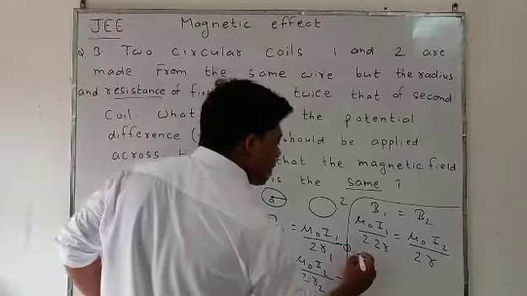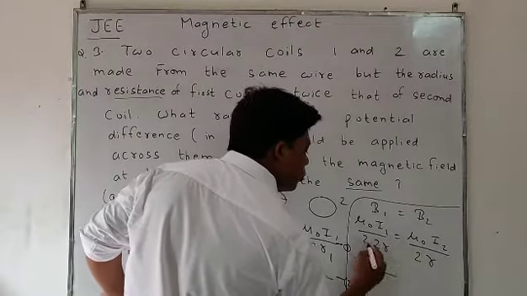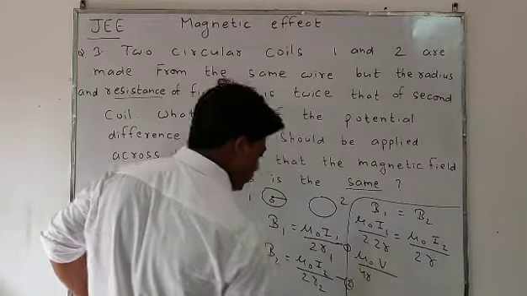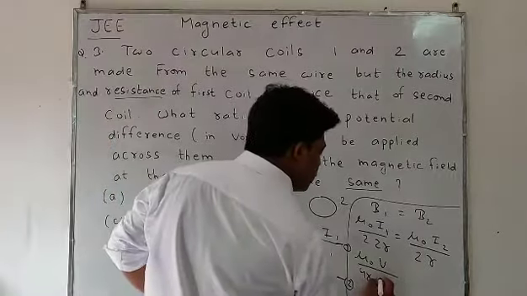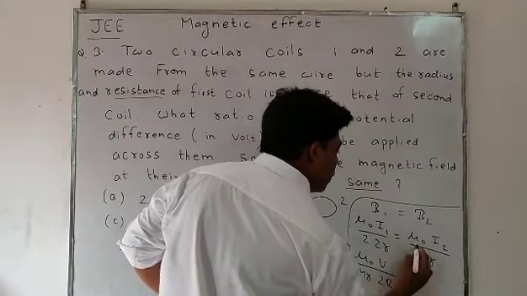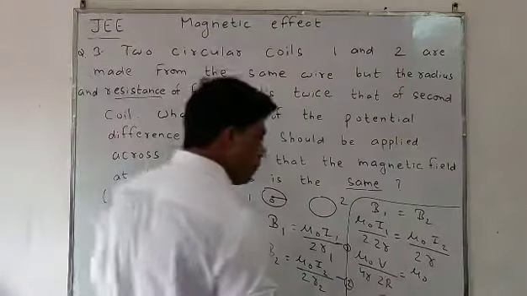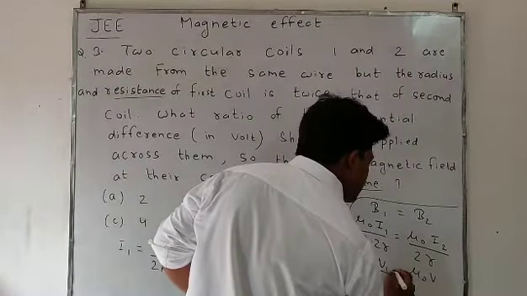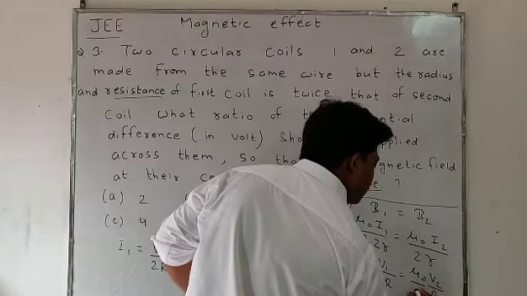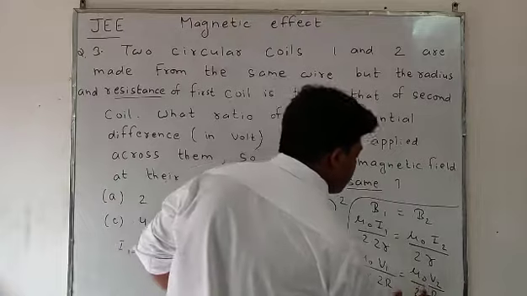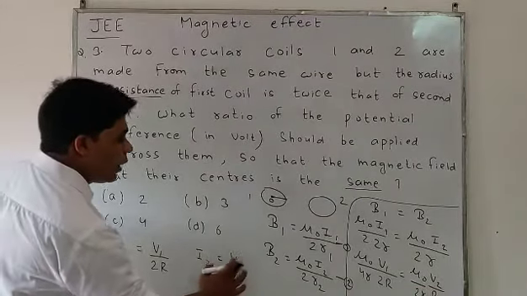So use here mu naught I1 upon 4R, where I1 is V by 2R, and mu naught I2 upon 2R, where I2 is only V by R. This is V1 and this is V2. This is the value of I1, this is the value of I2.